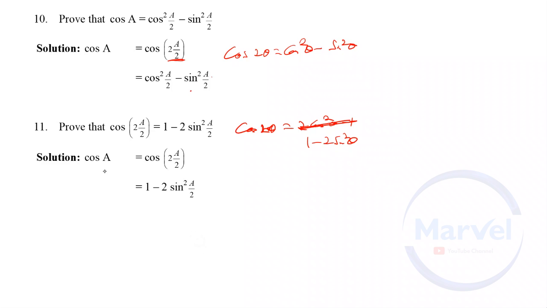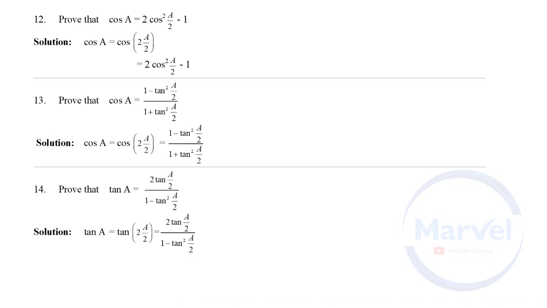So cos a equal to cos of twice of a by 2. So what is cos 2 theta equal to? 1 minus 2 sin square theta. Here a by 2 is theta. So cos a equals 1 minus 2 sin square a by 2.